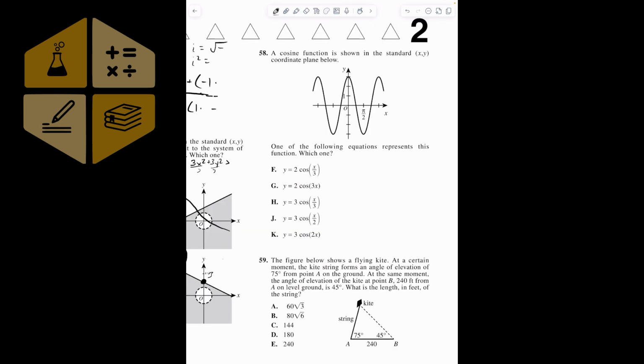Okay, 58. A cosine function is shown in the standard xy coordinate plane below. You see it there. One of the following equations represents this function. Which one? And then you see there F, G, H, J, K. So this is a classic ACT math problem. I wouldn't say a question like this with a graph of sine or cosine is guaranteed on your next ACT math test, but it is very likely that you would have one.